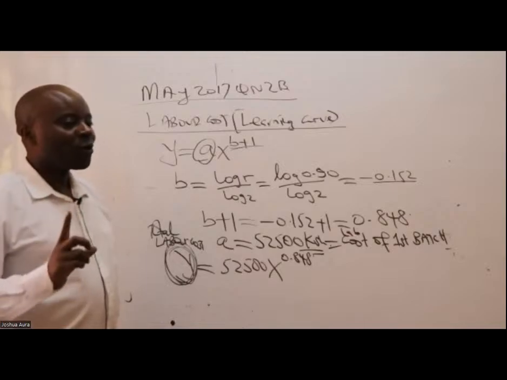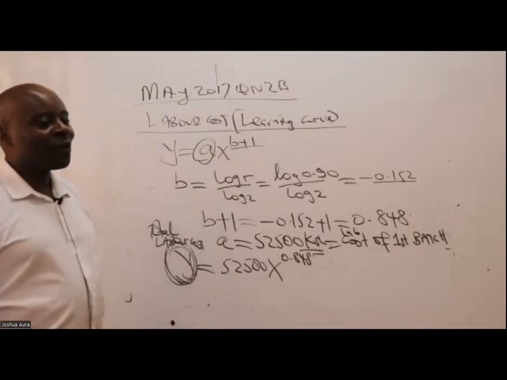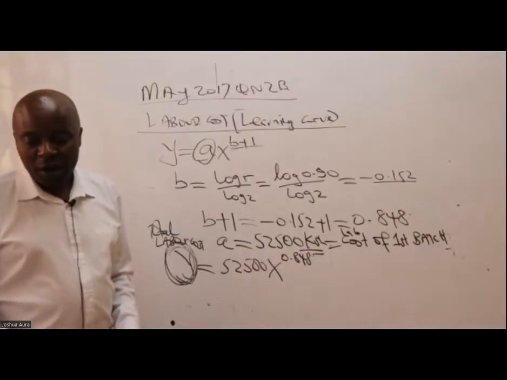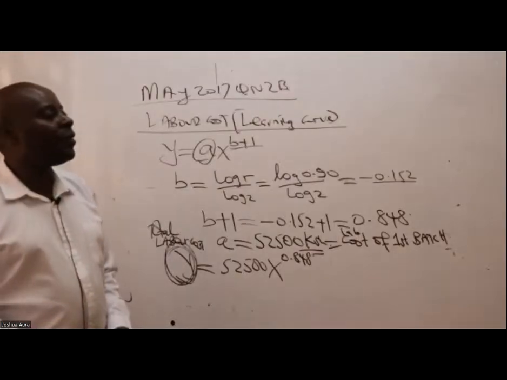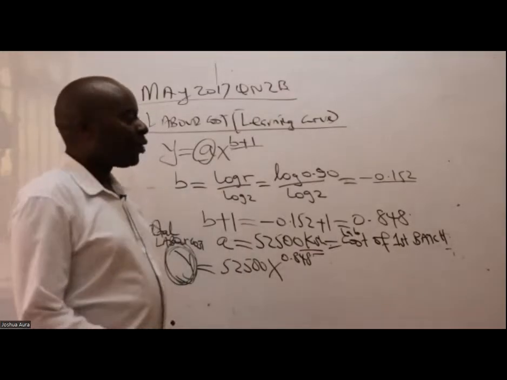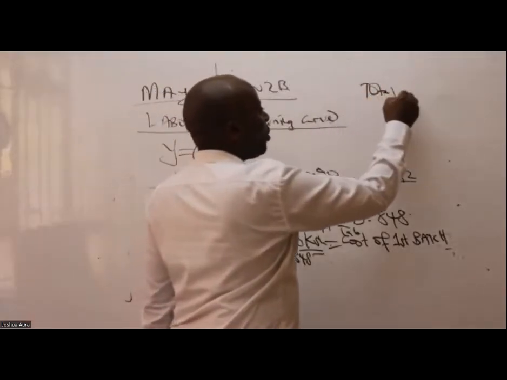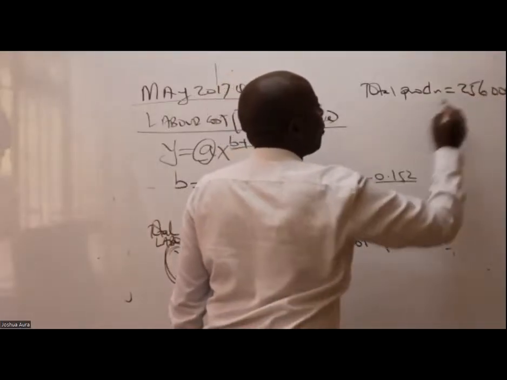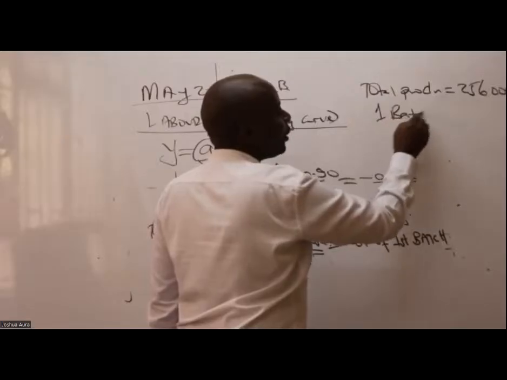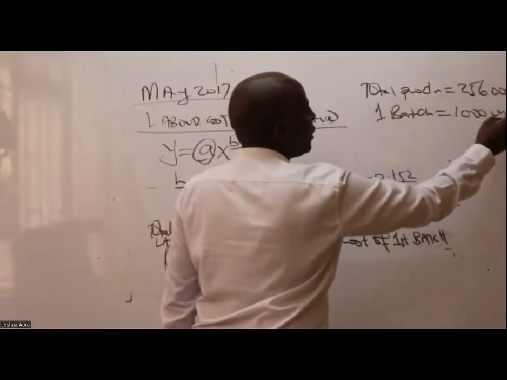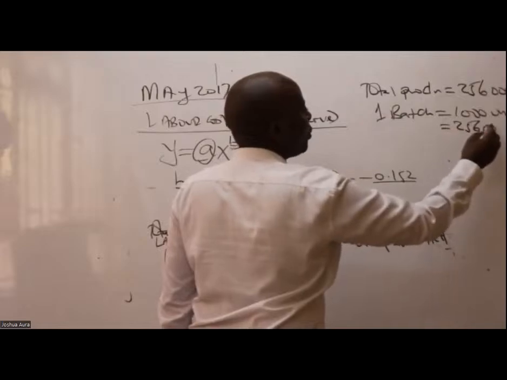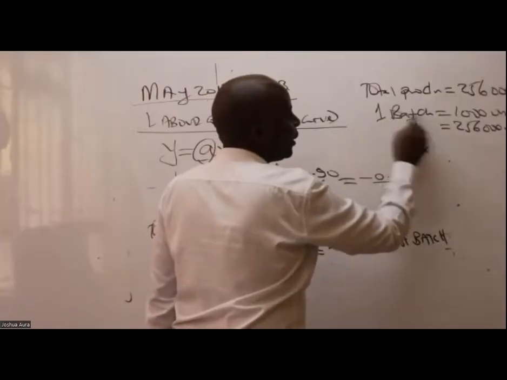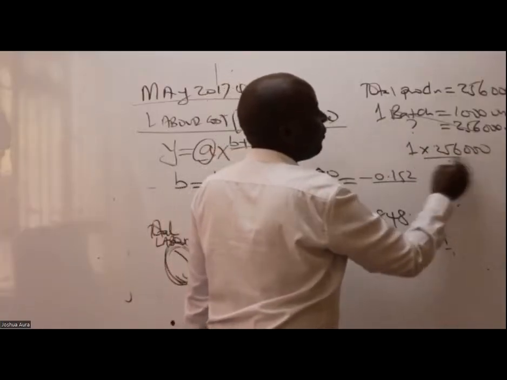Not 64. By the end of the year, the number of batches in total, remember the expected production is 256,000 units, all right? And then we know that one batch from what they have told us equals 1,000 units. So then 256,000 units will be equal to how many batches? If you cross multiply, it will be 256,000 divided by 1,000.